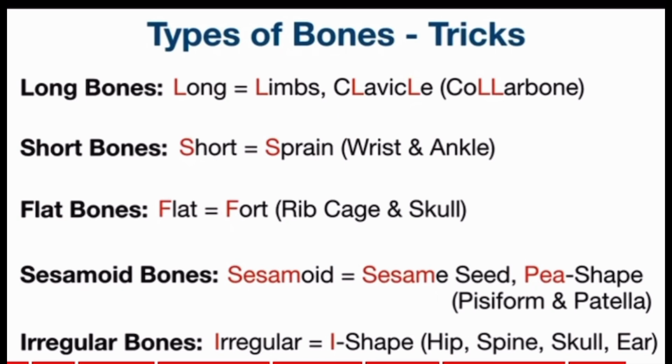Finally, for irregular bones, remember how they collectively form the shape of an I. This will help you remember the overall location of the irregular bones, including the hip bones, vertebrae, part of the skull, and ears.